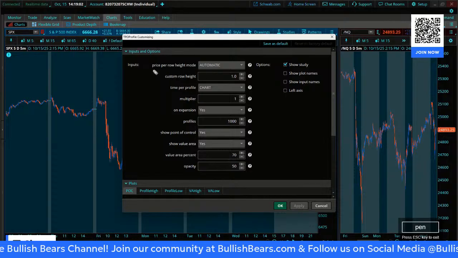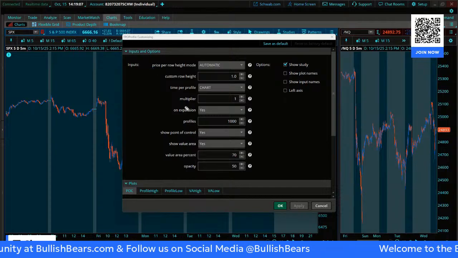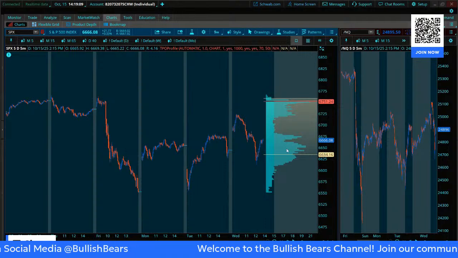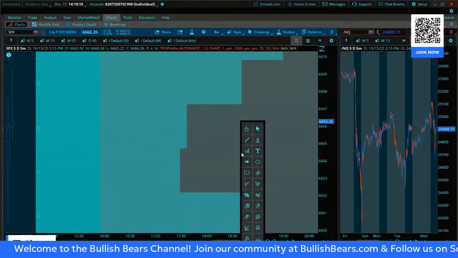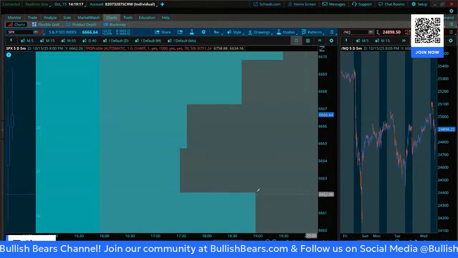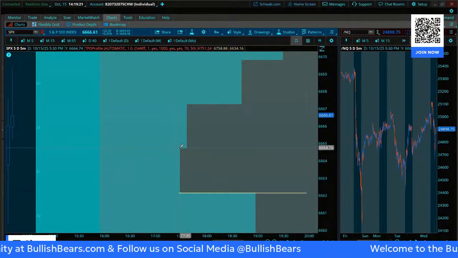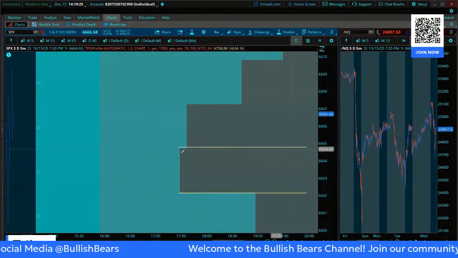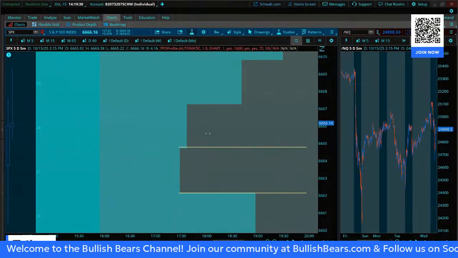So the price per row, to understand that one, it's these blue sections here. How wide do we want each one? Now I'm on the SPX, and each one of these bars is a couple of points wide, right? It went from all the way up here to all the way down here. That's one bar. So that's really big.